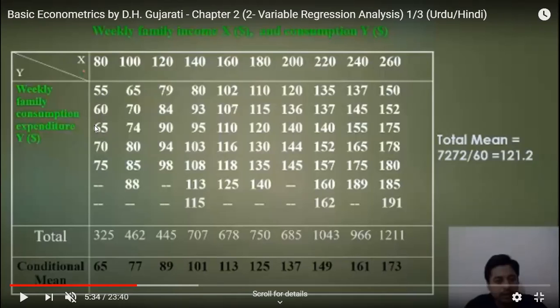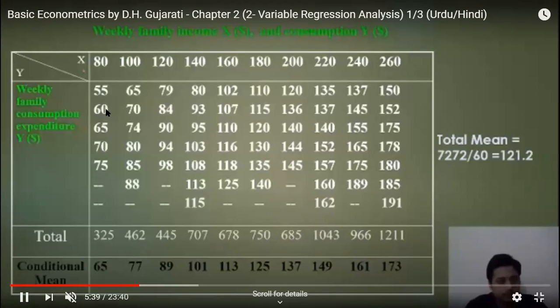1 by 5? There are 2 families spending $60. Okay, then 2 by 5. What is the probability that the family you pick spends 55? 1 by 5. What is the probability that the family spends 70? 1 by 5. So 60 and 55, 60 and 70, they are not equally likely.